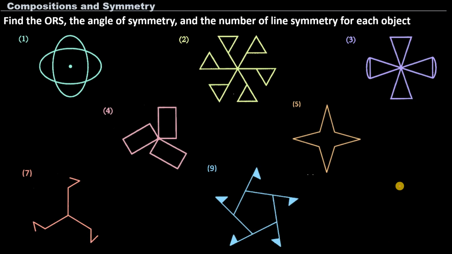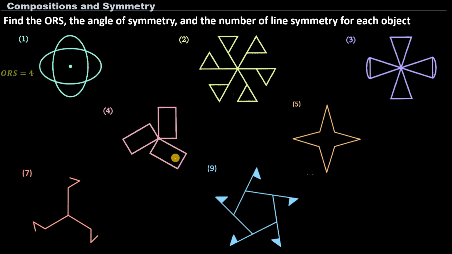So to end this, looking at symmetries, we have these several shapes in front of us. I would say take a moment, pause it, see if you can get the correct answer for the ORS, the angle of symmetry, and a number of lines of symmetry. And then I'll go through the answers kind of quickly.